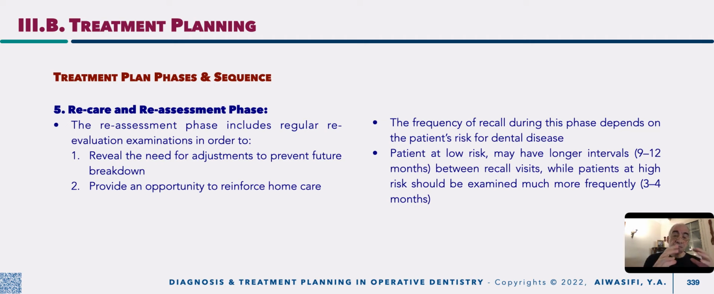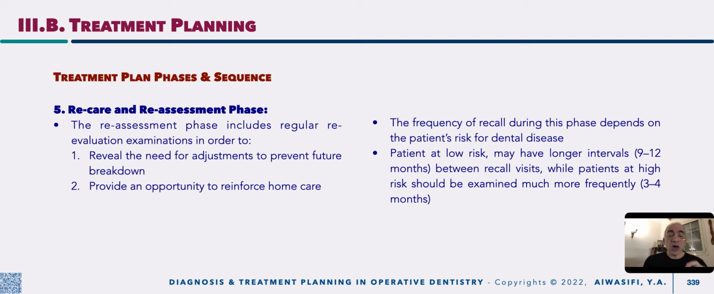But for a patient at low risk, you may need to re-evaluate him every 9 to 12 months. But patients with high risk, you need to see him much more frequently, maximum 3 to 4 months, just to reassure that he is following the hygiene measures that will lower the caries risk of the patient.